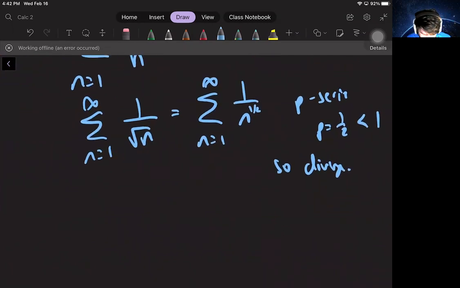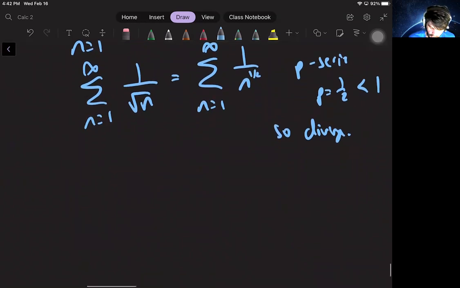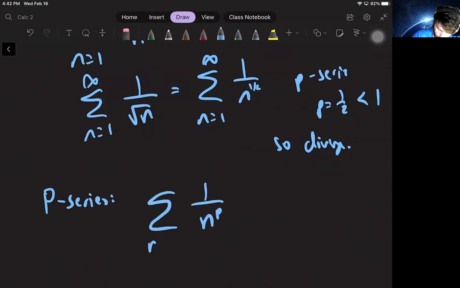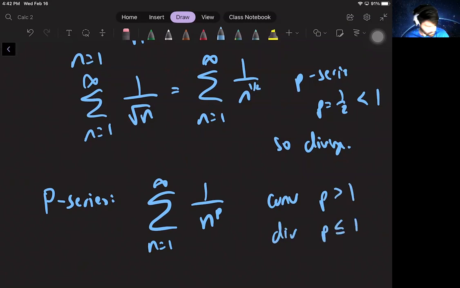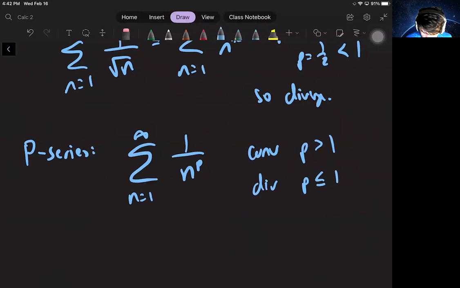So that's the trickiest it can be. The other tricky part is accidentally mixing this up with things that it does not apply to. So it's very specific. Well, it's called a p series. It has to look like 1/n to a power. Converges if p is bigger than 1, diverges if p is less than or equal to 1. So 1 is the exact boundary at which it changes from converging to diverging.